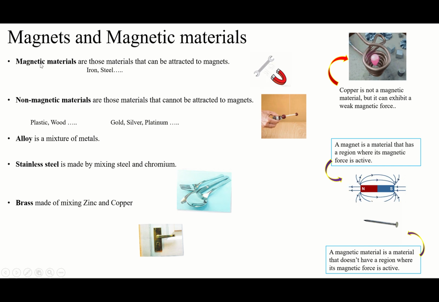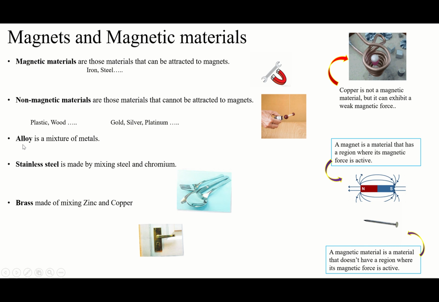So that's the difference between magnetic material and non-magnetic material. Magnetic materials are those materials that can be attracted to a magnet. But non-magnetic materials are those materials that cannot be attracted to a magnet, cannot be pulled by a magnet. We have examples for magnetic, like steel and iron. For non-magnetic, plastic and wood, and metals like gold, silver, and platinum, and so on. And this is magnetic and non-magnetic.